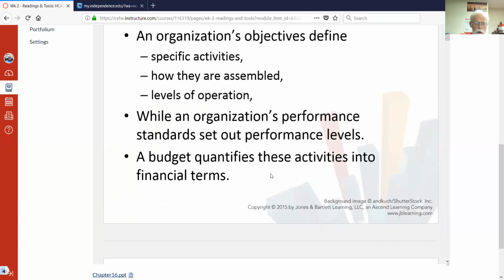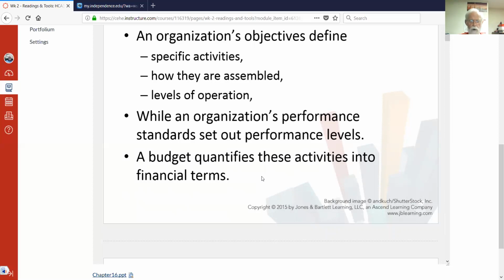The organization's objectives define what we're doing, and how we set them together and quantify these activities into financial terms. And by that, I mean, if you're running a long-term care facility, you have a lot of choices. Do you have a memory care unit? Do you have a rehab unit? Or is it a hospice, for that matter, which, although we don't think of hospices as long-term care, they're run much the same way, but they have a whole different mission and objective.